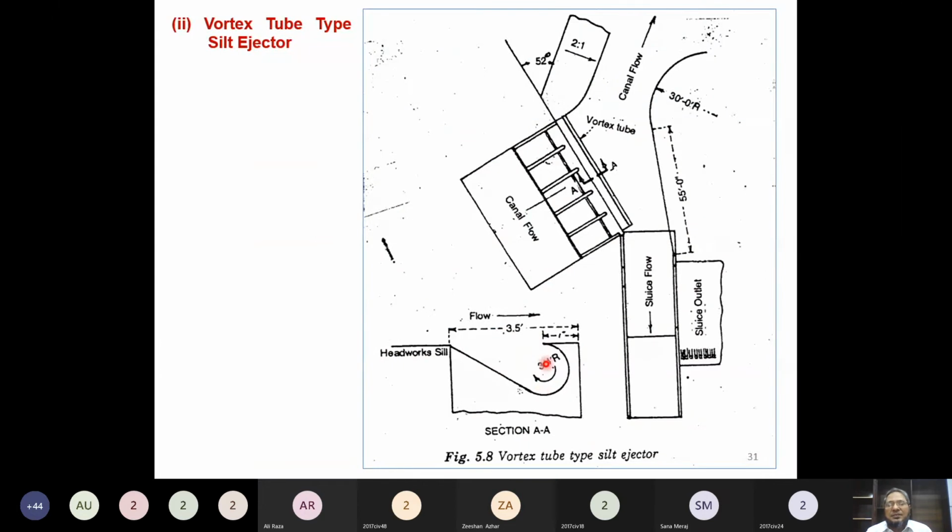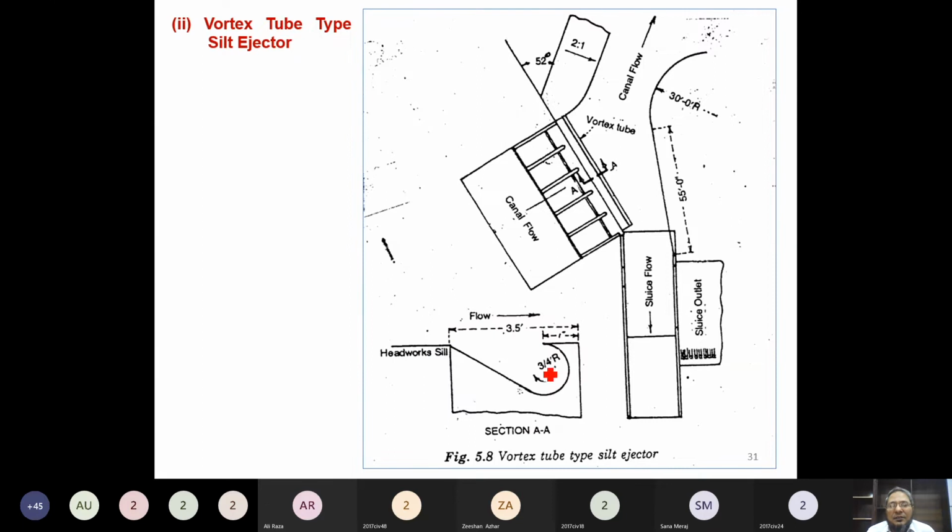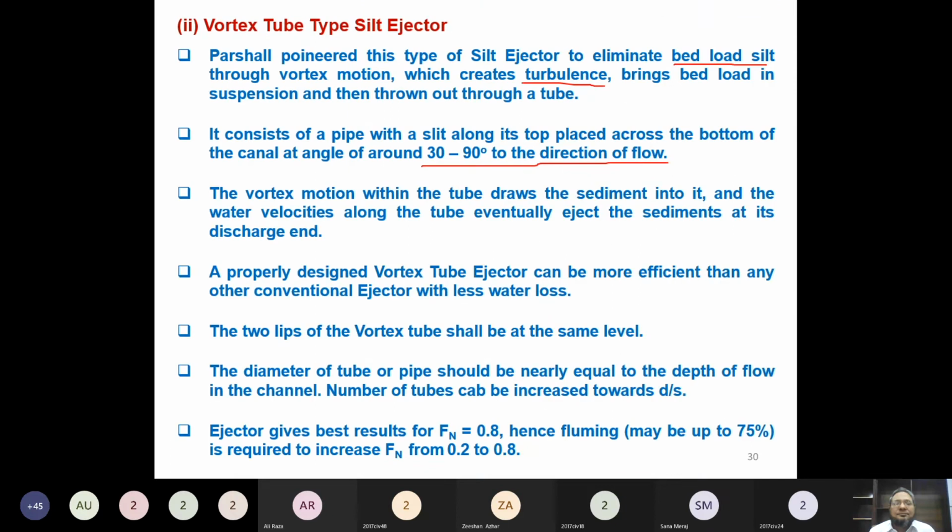So the diameter of this tube is the same as the depth of flow here. Somewhere here would be the depth of flow, this much, maybe up to this. So this is the depth of flow in the channel, okay? This diameter is the same from here to here, and this diameter is the same. But the number of tubes can be increased. The ejector gets the best result at Froude number 0.8.